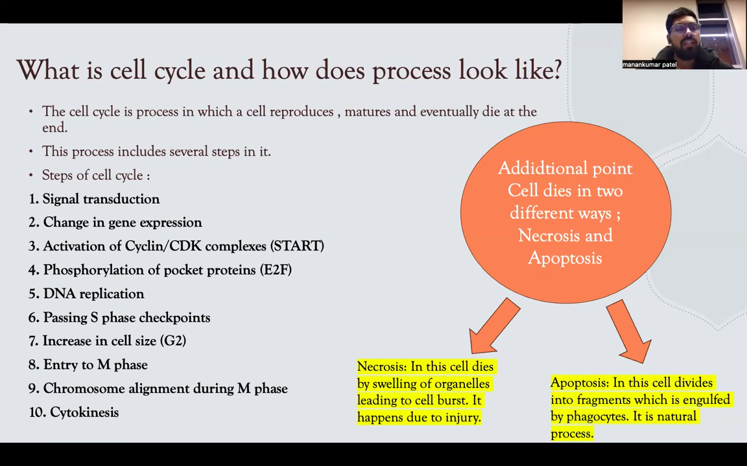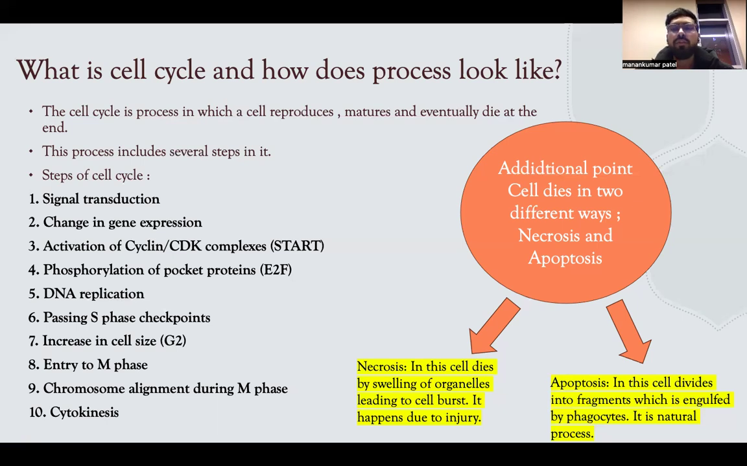So these are the 10 steps that are included in the cell cycle. First is signal transduction, change in gene expression, activation of cyclin and CDK complexes, then phosphorylation of pocket proteins, DNA replication, passing S phase checkpoints, increase in cell size, then entry to M phase, then chromosome alignment during M phase, and lastly the cytokinesis.